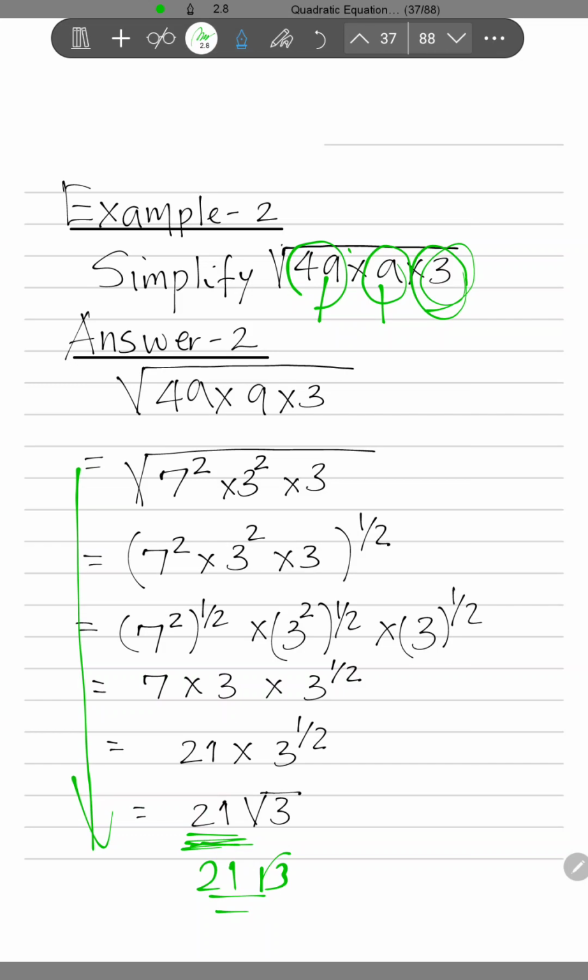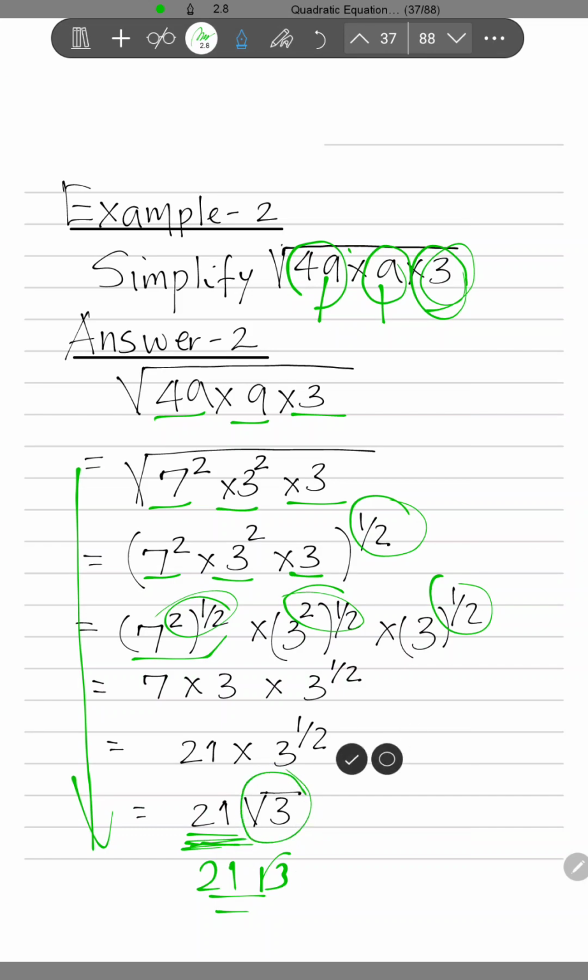No problem. So in the formal way, 49, 9, 3. 7 squared, 3 squared, 3, all in the power of half. 7 squared and a half, this is 1. This is 1. This is a square root of 3, because the exponent is still half. So 3 will be in the radical symbol. In the other one, 7 times 3 will be 21. Let's see what's next.